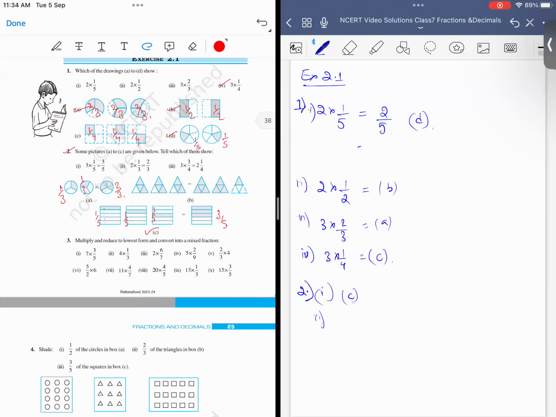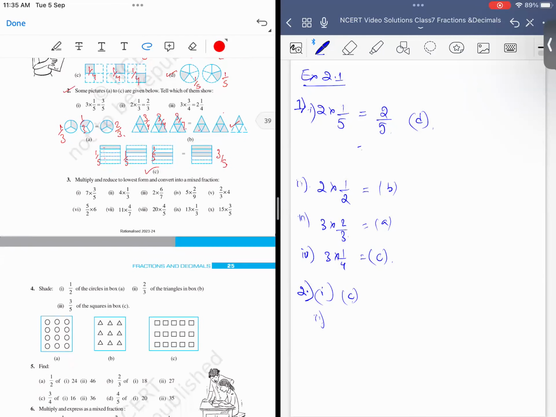Next, 3 into 3 by 4. So see here, each of the triangles is divided into 4 equal small triangles, and out of them 3 are shaded. So that is 3 by 4. And likewise, we have 3 such triangles. So 3 times 3 by 4 will give what? When multiplied, it's 9 by 4. When 9 by 4 is converted to mixed form, it is 2 whole 1 by 4. That is the option.